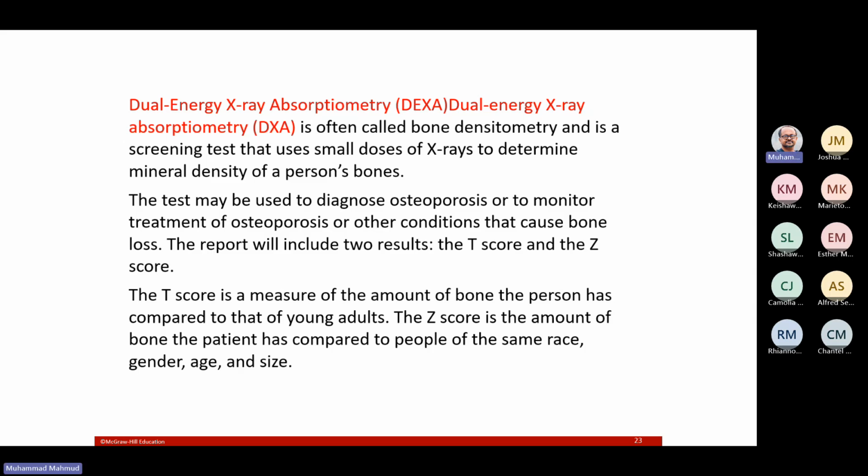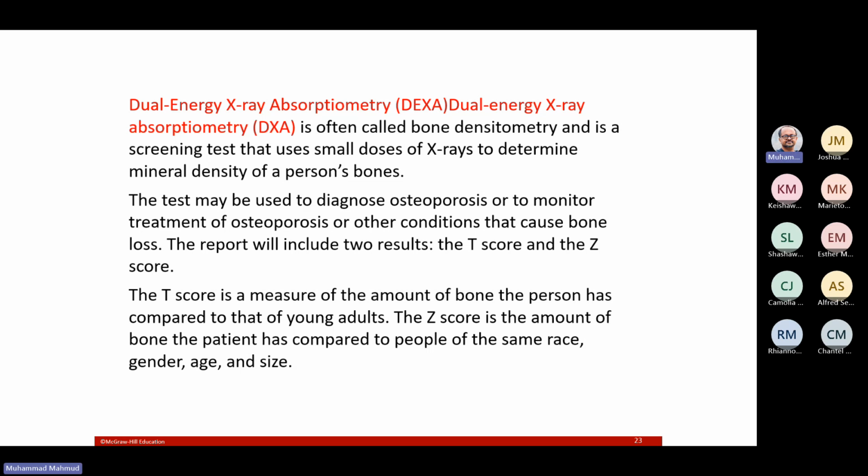This one is interesting. DEXA or DXA, dual energy X-ray absorptiometry. It is often called bone densitometry and is a screening test that uses small doses of X-ray to determine the mineral density of a person's bone. We want to monitor bone diseases like osteoporosis or other conditions that cause bone loss.